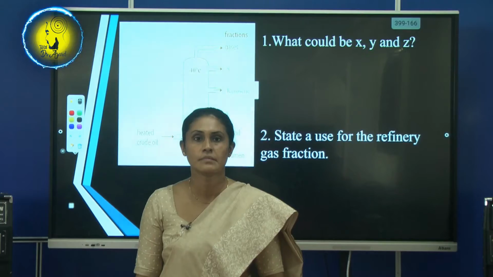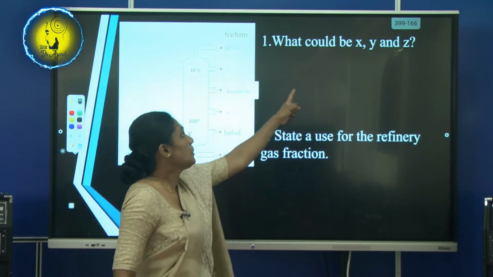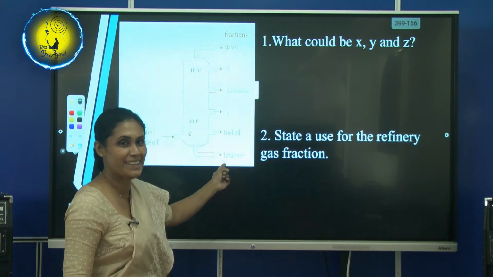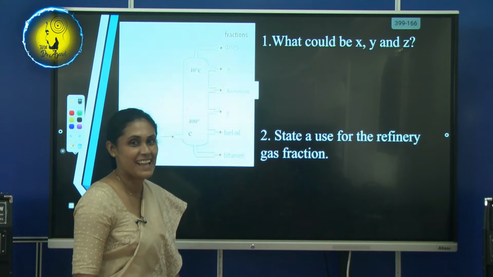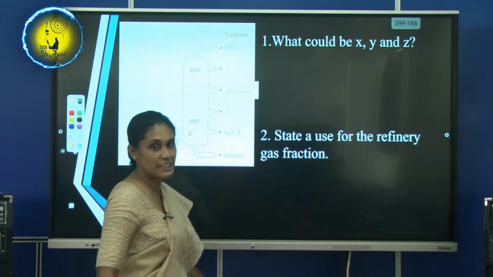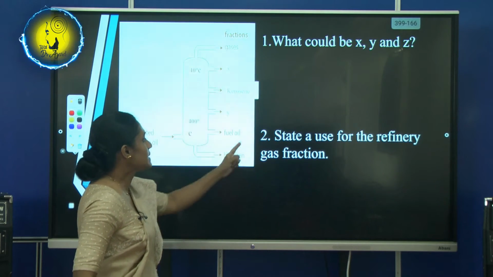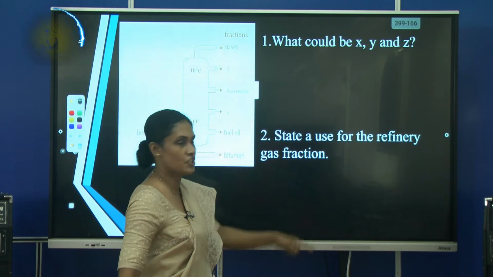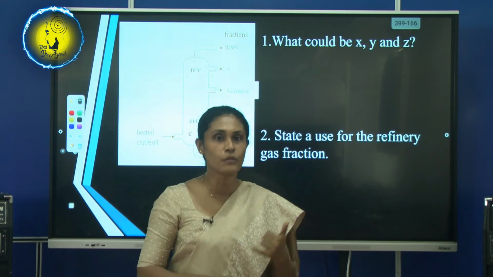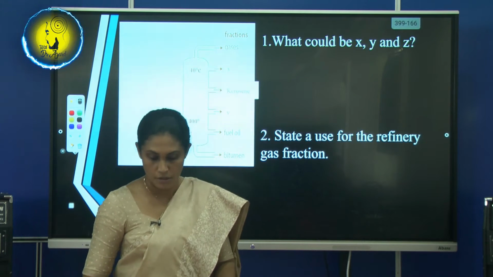Right. Okay children, now we are moving to the next part of the question. What could be X, Y and Z? Z is no more there in the diagram because they have mentioned it accidentally, right? And you are lucky. X we have talked, it's gasoline, and Y diesel. Second one, state the use for the refinery gas fraction. You know, because of this the vehicles on the road are moving. So the use is to get the fuel.